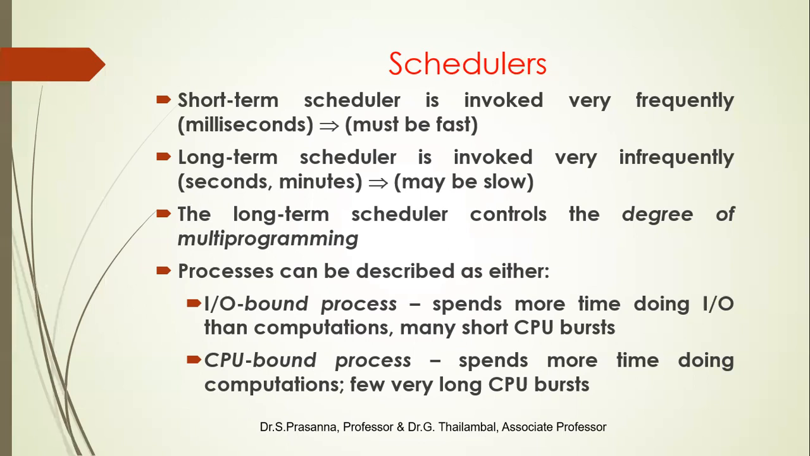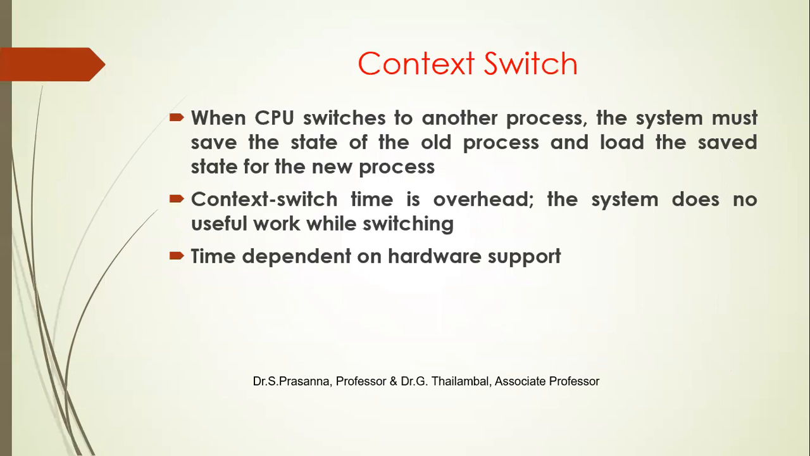Processes can be described as either IO bound or CPU bound. Whichever process needs only IO processing, IO requests, or input output devices to be executed, that process is called an IO bound process. And a CPU bound process is whichever process needs only the CPU for execution. Those processes are called CPU bound processes.